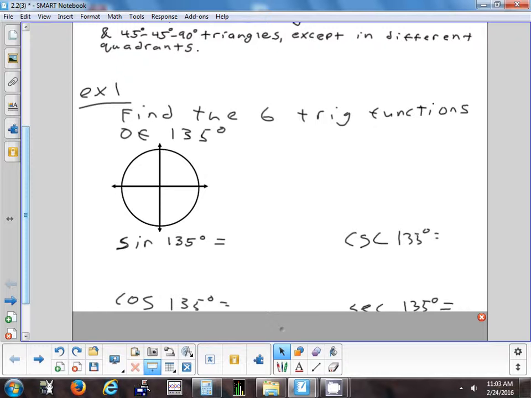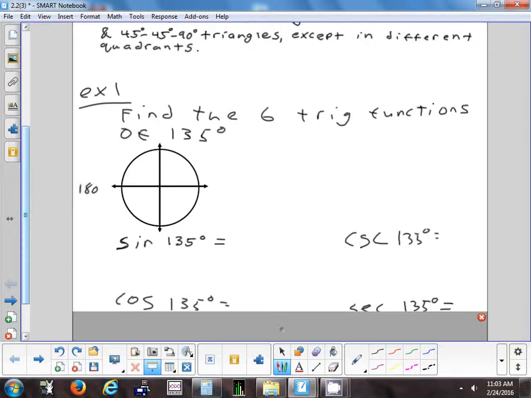We're going to find the 6 trig functions of 135. Just by looking at your angle, you should be able to tell if this is going to be the 45, 45, 90 or the 30, 60, 90. Look at 135. Is that a multiple of 30, or a multiple of 45? Yeah, it's 45 times 3. So we're going to sketch that angle, and then make our triangle, and the triangle is going to be the 45, 45, 90.